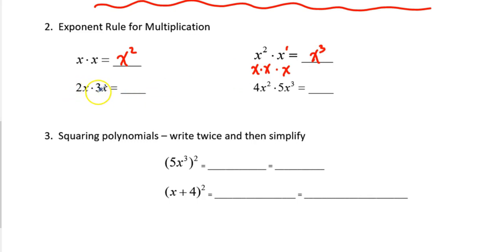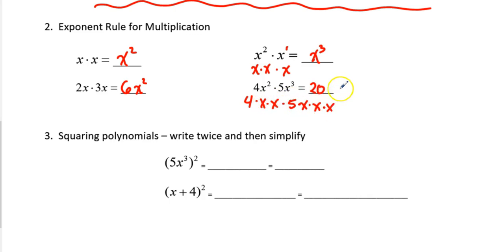When I have 2x times 3x, I really multiply the coefficients, 6, and I have to be careful here. I have 2 factors of x, so x squared. Finally, I could probably write this one out. 4 times x times 5 times x times x times x. So I have to count. Okay, we have 4 times 5. I know what that is. That's 20.